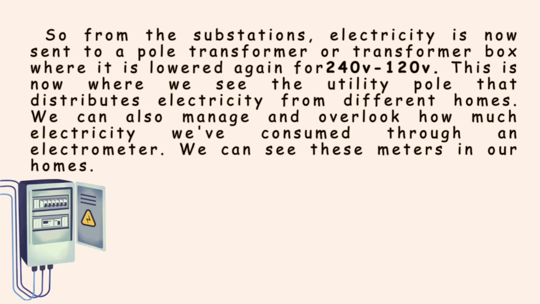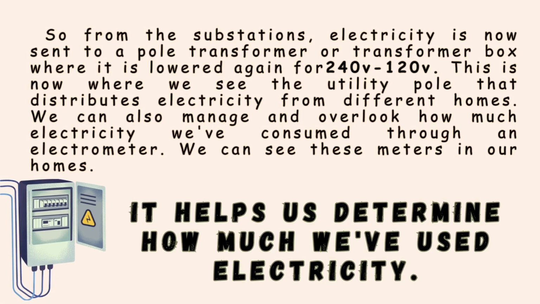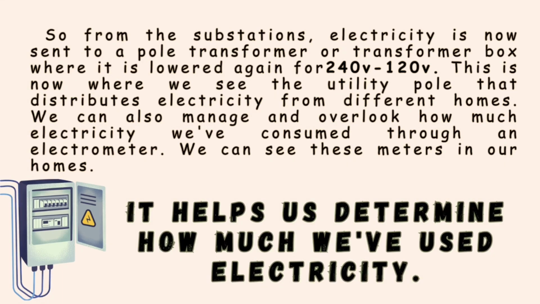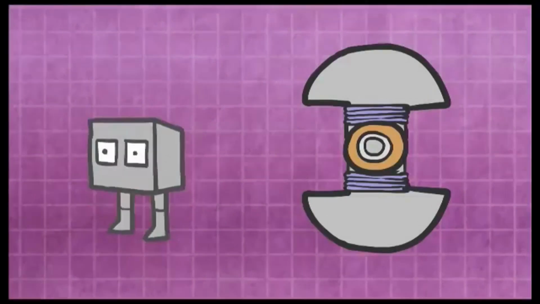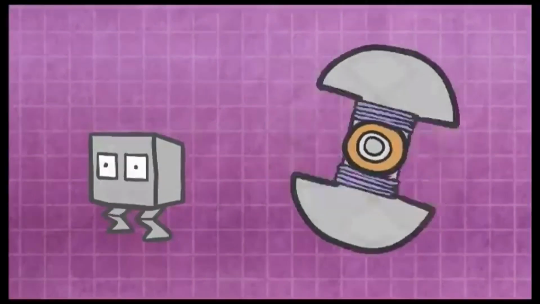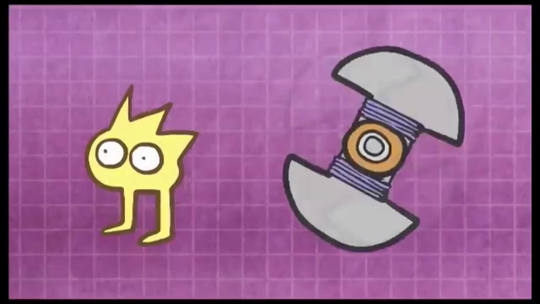We can also manage and overlook how much electricity we've consumed through an electrometer. We can use these meters in our homes. It helps us determine how much electricity we've used. As you can see on the screen, you'd see how electricity is generated, transmitted, and distributed.